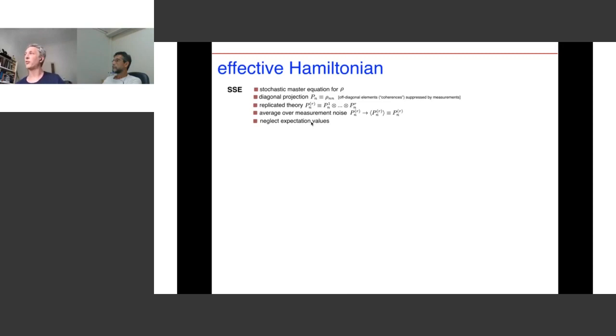It probably also gives you the right description of qualitative properties for the transition. Now, what we confirmed, though, is that neglecting the expectation values gives you parametrically wrong results, for example, the purification time in the strong measurement regime. But okay, for the weak measurement, it should be fine.